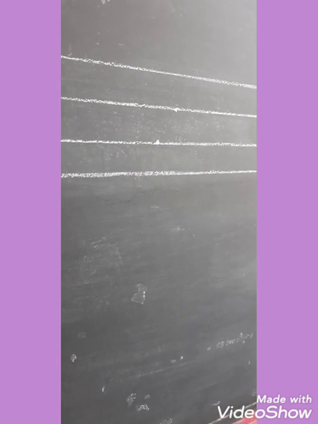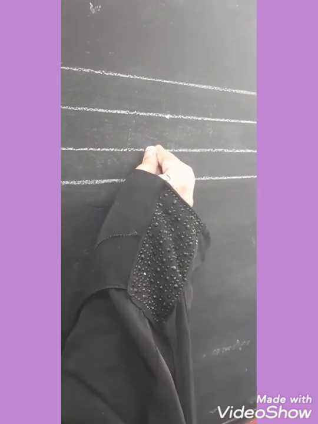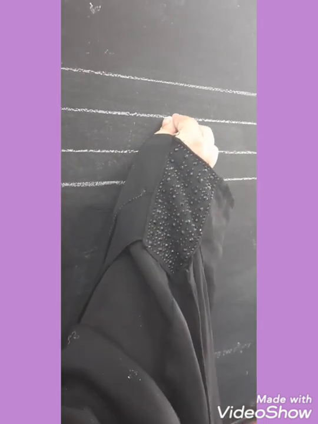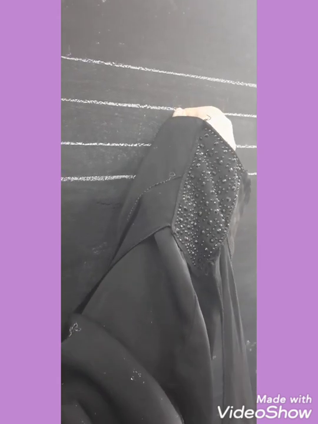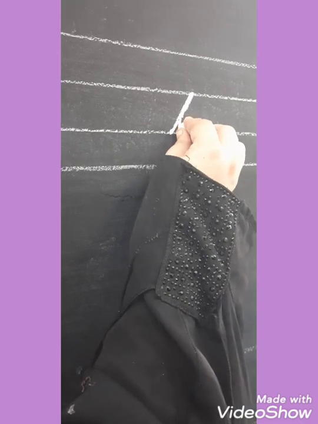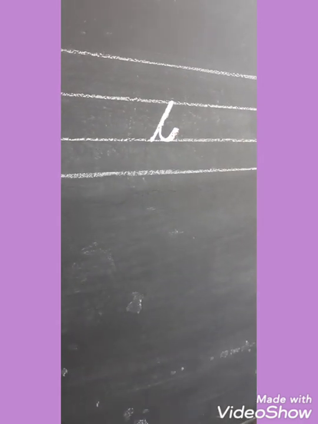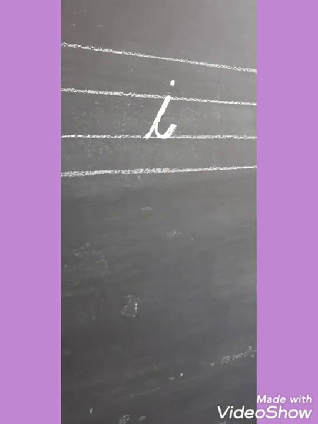Okay. After H, the next letter is small letter I. This letter starts from the third line. Put the pencil on this dot. Go up. Touch this one dot. Come down in the same line. Come down. From here you have to make a tail a little bit of the line. At the end you have to put the dot of I.